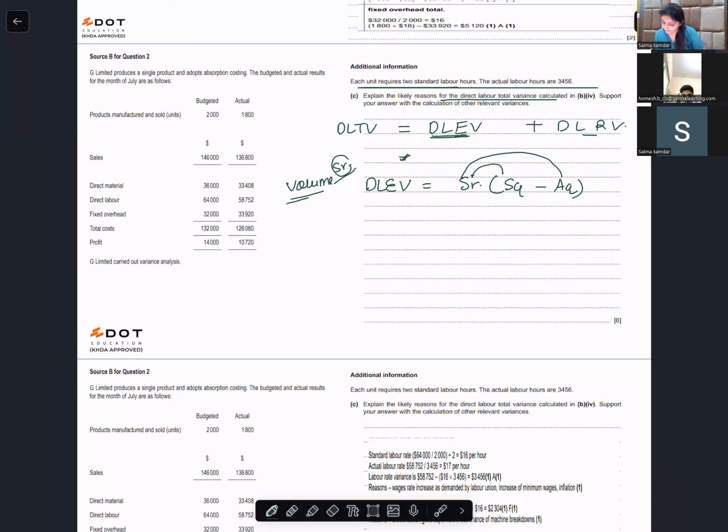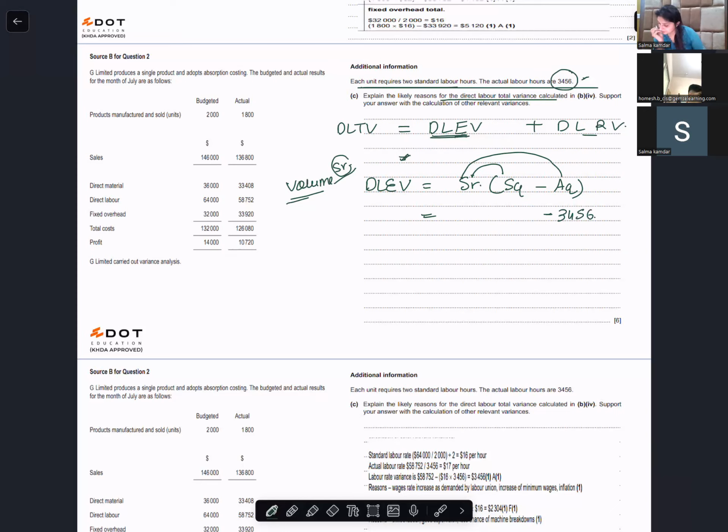You know your actual labor hours that you've used, right? How much is it? 3,456. So actual labor hours that you've used is 3,456. Standard labor hours is how much?